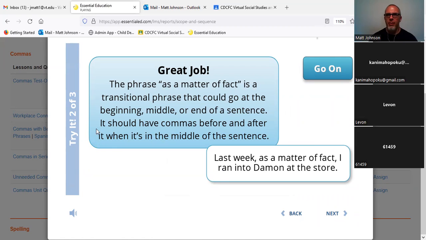Yeah, it would always have a comma. It just depends on where it was. If you start a sentence with it, "as a matter of fact," comma, you would put it there. In this case, it comes still towards the beginning of the sentence, but you're going to offset those phrases with commas.